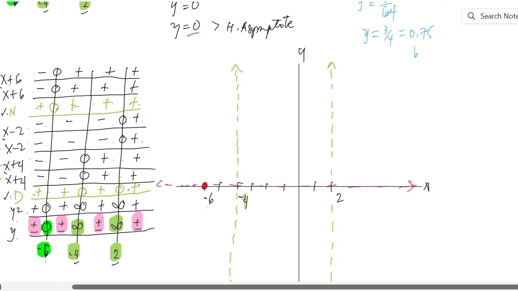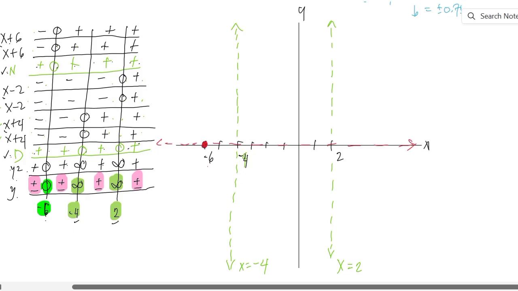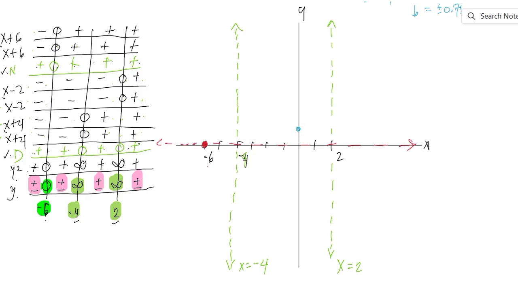So that would give us our y-intercept at, of course, plus and minus 0.75. So the y-intercept would be right here at 0.75. The same with this, we have at -0.75. Okay.